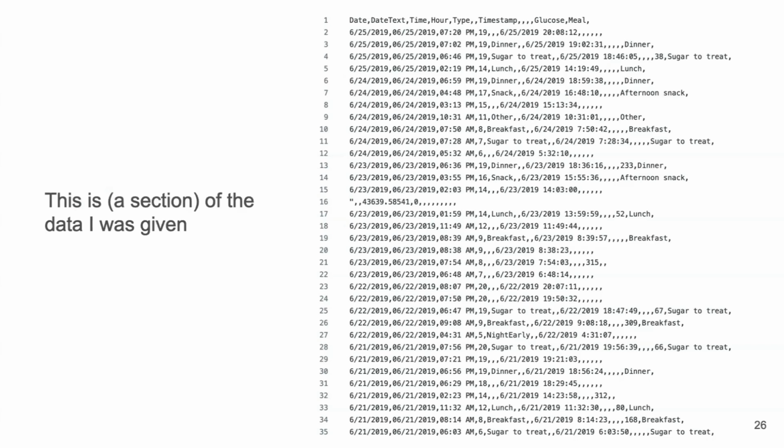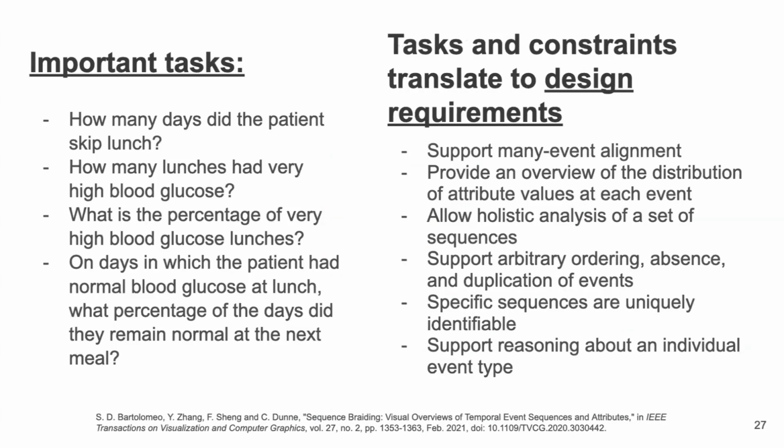So what I needed to do at that point was develop a visualization that was robust to all of these things and that showed an overview of everything that was there.